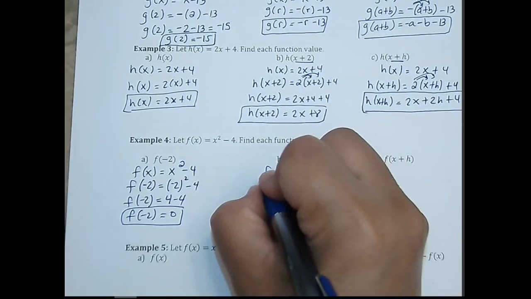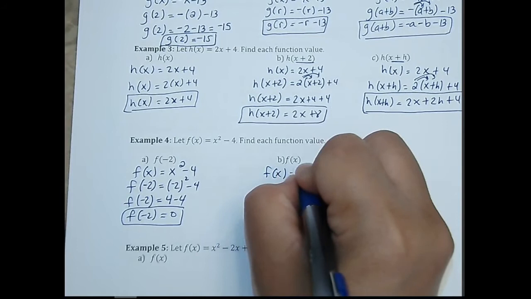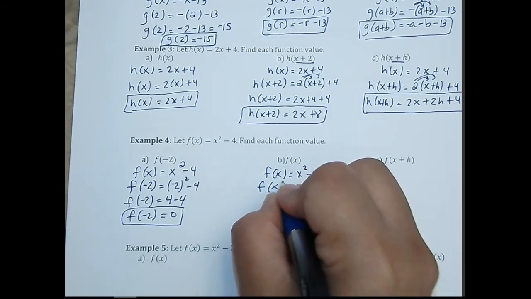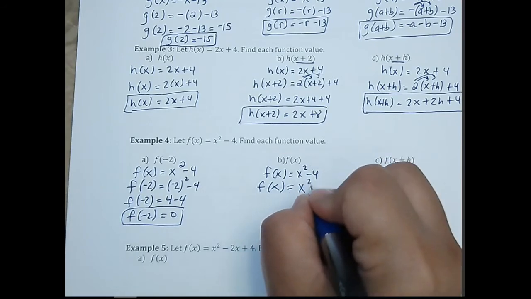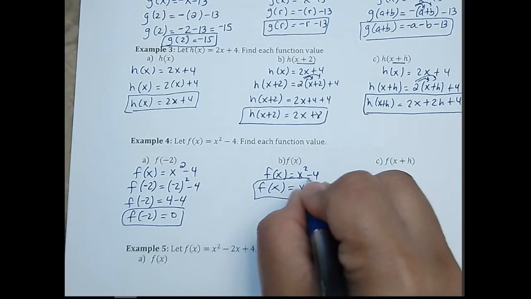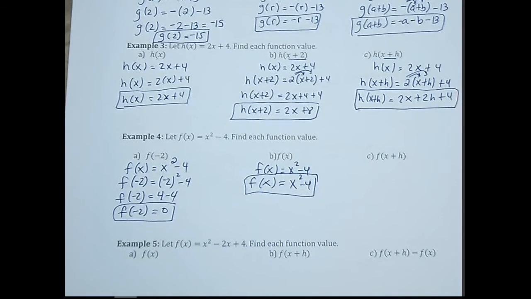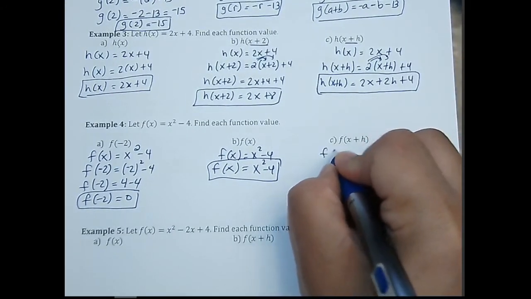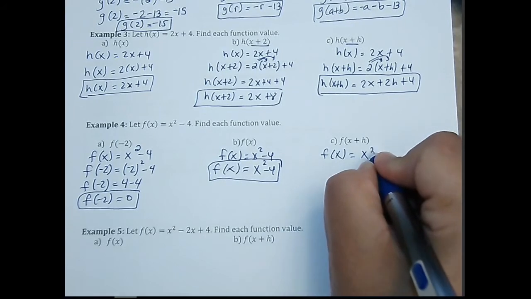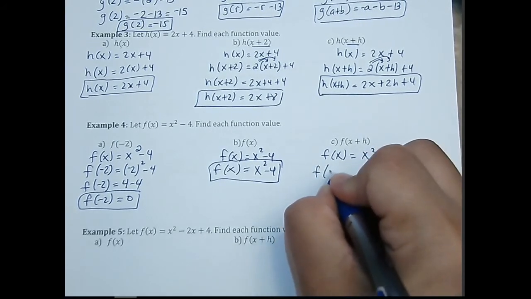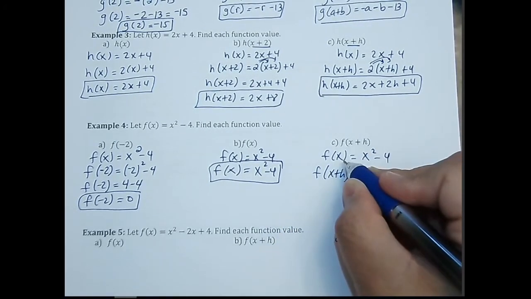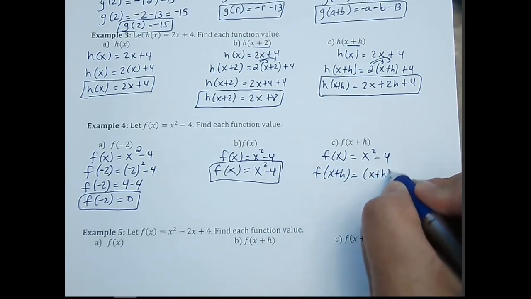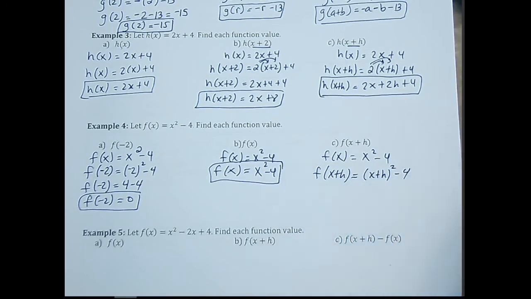Okay, letter B. f of x, where we're going to replace it with itself. So my answer is just going to be f of x equals x squared minus 4. And now let's try the x plus h. So anywhere we see an x, we're going to replace it with x plus h. So my x becomes x plus h, and x plus h squared minus 4.